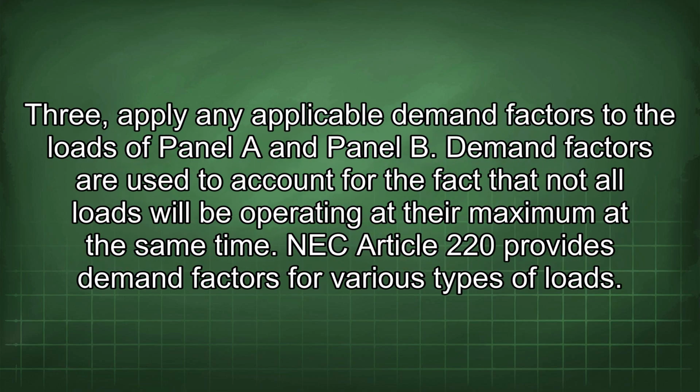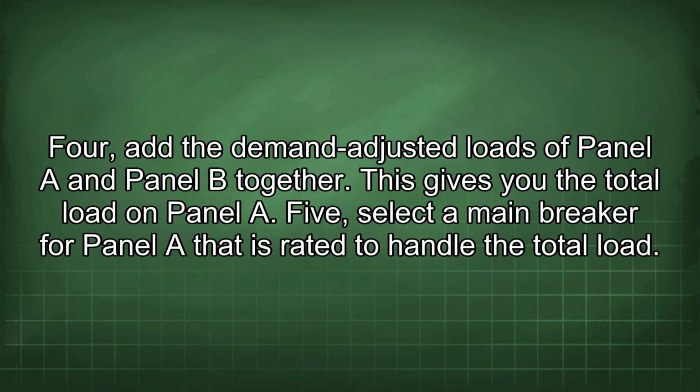3. Apply any applicable demand factors to the loads of panel A and panel B. Demand factors are used to account for the fact that not all loads will be operating at their maximum at the same time. NEC Article 220 provides demand factors for various types of loads. 4. Add the demand-adjusted loads of panel A and panel B together. This gives you the total load on panel A.